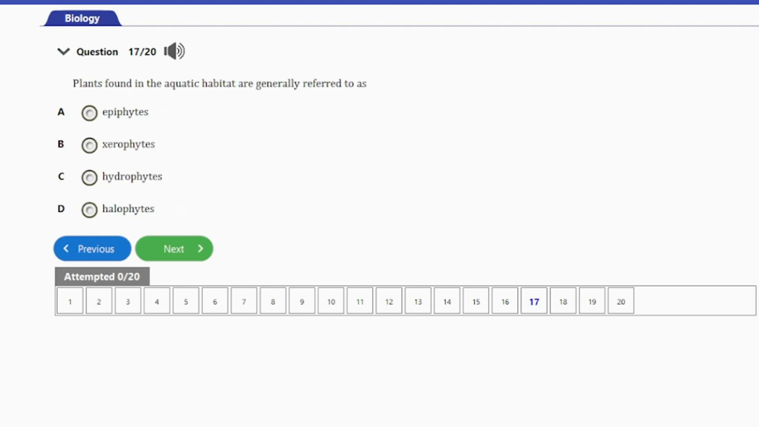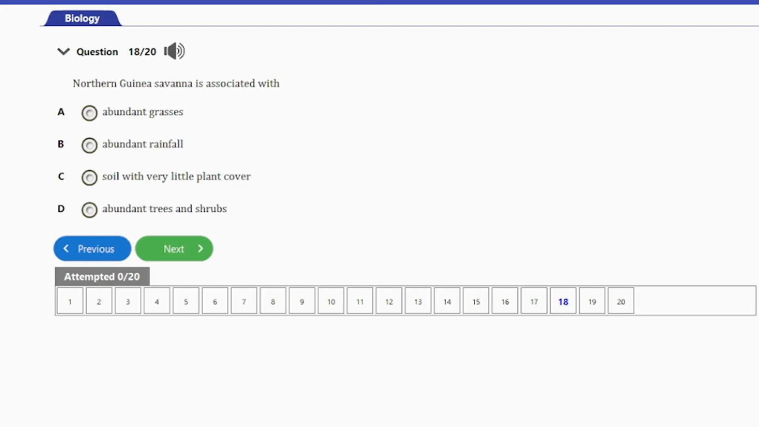Question number 17. It says, plants found in the aquatic habitat are generally referred to as A. Epiphytes, B. Xerophytes, C. Hydrophytes, and D. Halophytes. So guys, the answer to this question is option C, that's the hydrophytes. So let's consider the next question.